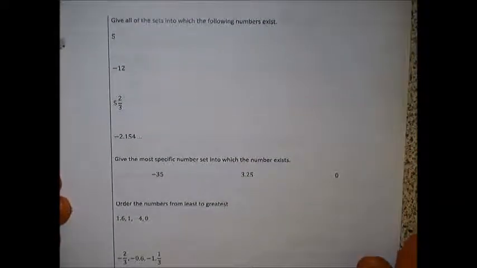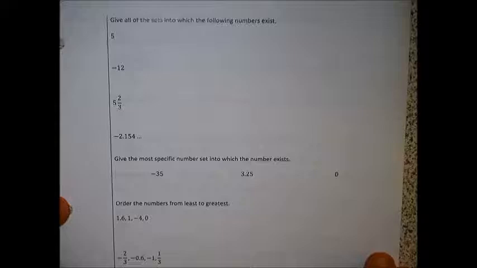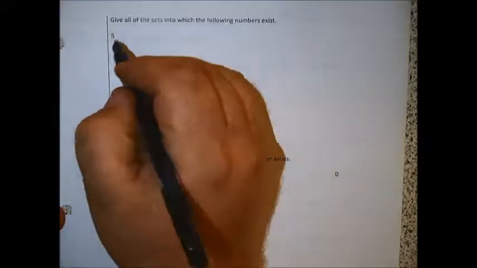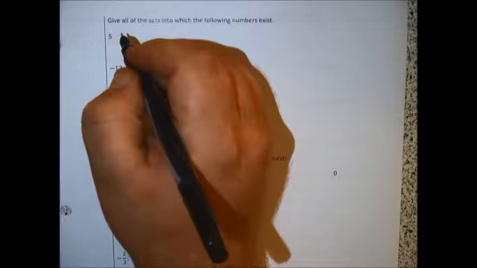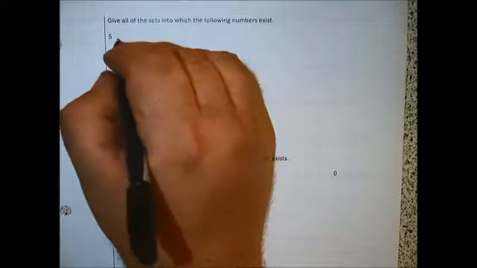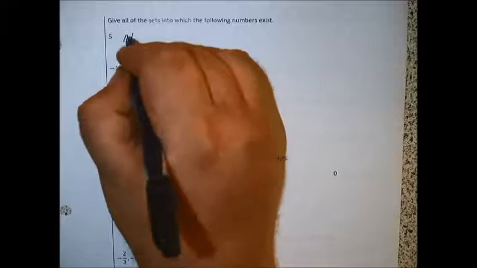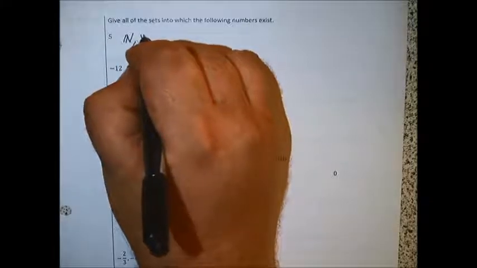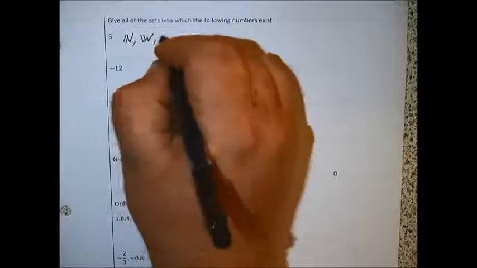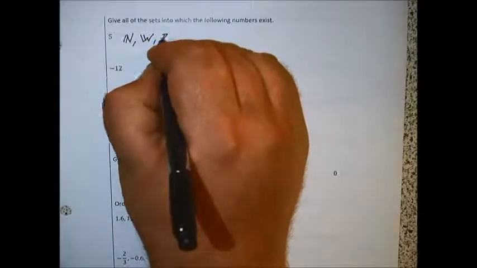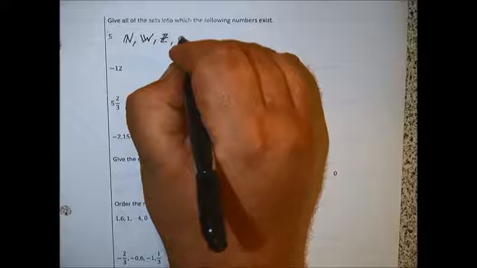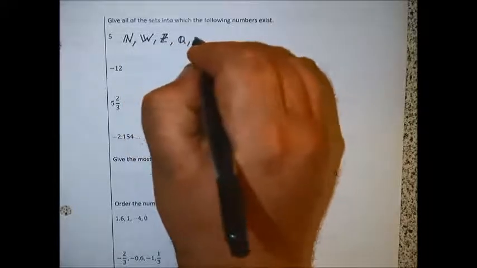If you look at the next page, our next page says give all of the sets into which the following numbers exist. Okay, 5. Well, when I was little and I was counting, I could get to 5 because I started at 1 and I kept on going. So that means it's a natural number. Anything that's a natural number is also a whole number. Anything that's a whole number is also an integer. Anything that's an integer is also rational. And anything that's rational is also real.